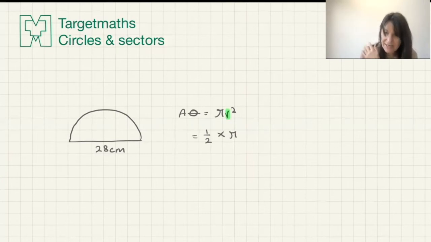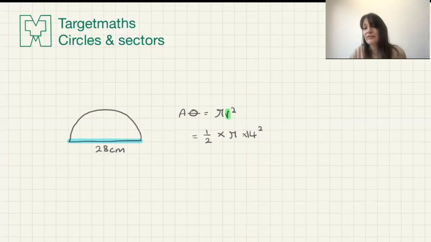This line here, if it's a semicircle, is a diameter. Because a semicircle is half the full circle, the line going across will be the diameter. So the radius is half of that, which is 14. Oops, put the 4 in. 14 squared. Okay. So I'm doing a half of pi times 14 squared.